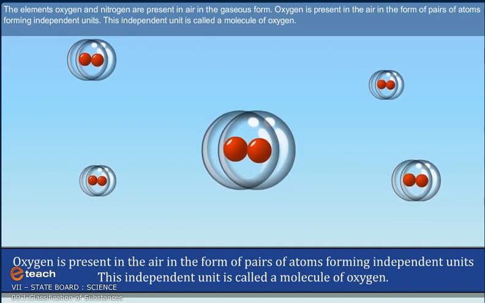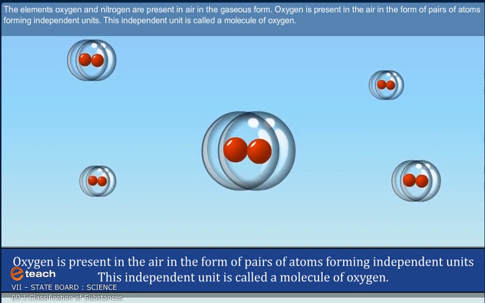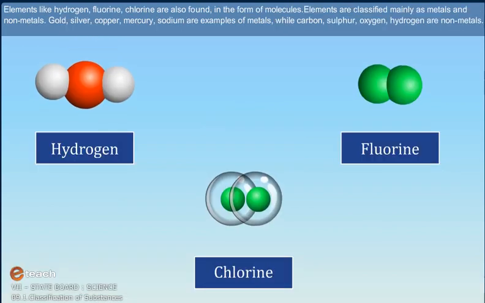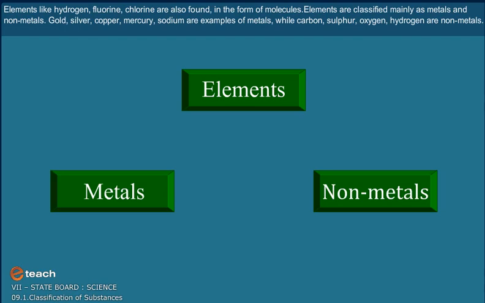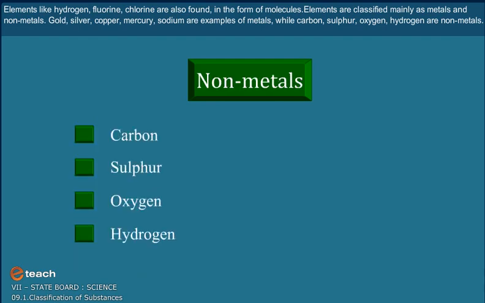The elements oxygen and nitrogen are present in the air in the gaseous form. Oxygen is present in the air in the form of pairs of atoms forming independent units. This independent unit is called a molecule of oxygen. Elements like hydrogen, fluorine, chlorine are also found in the form of molecules. Elements are classified mainly as metals and nonmetals. Gold, silver, copper, mercury, sodium are examples of metals. Carbon, sulfur, oxygen, hydrogen are examples of nonmetals.